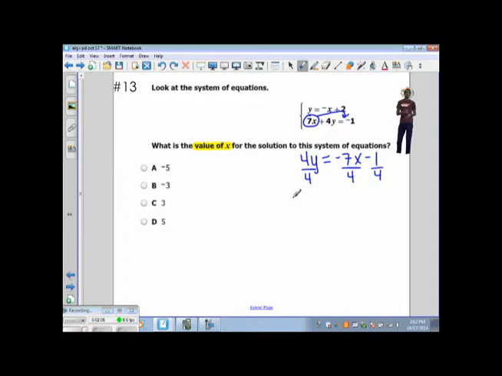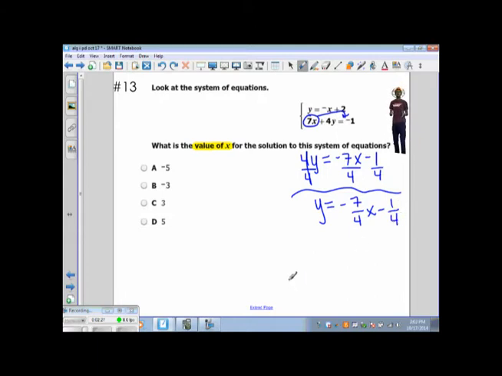Going to create a 1 pair with our 4 over 4, drawing a line through it. Can we draw a line here? Yep, there we go. And now y is going to be equal to negative 7 over 4x minus 1 over 4.